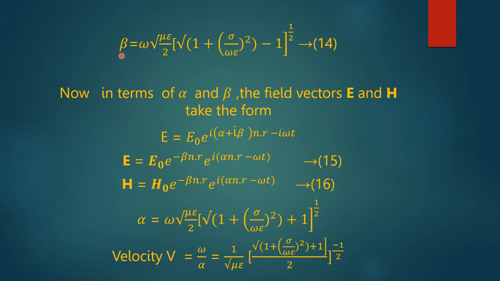And beta is equal to omega into root of mu epsilon by 2, root of 1 plus sigma by omega epsilon the square minus 1, the whole root. This equation say 14.